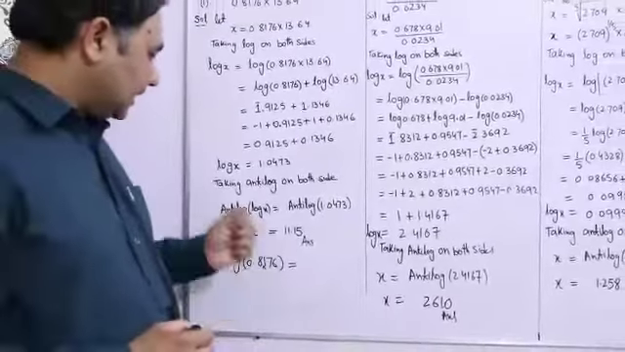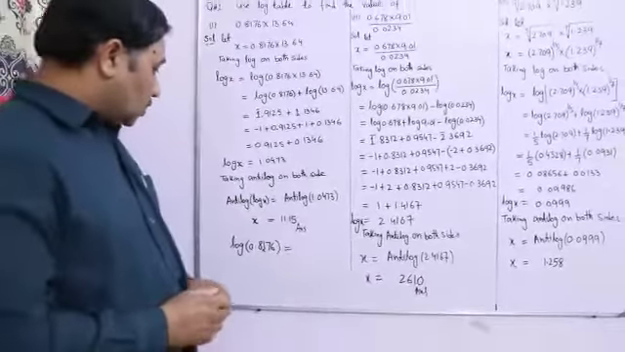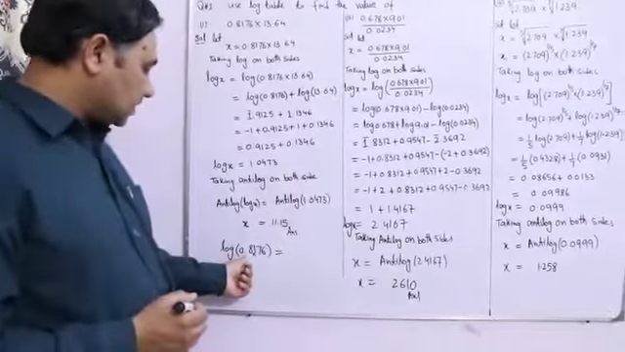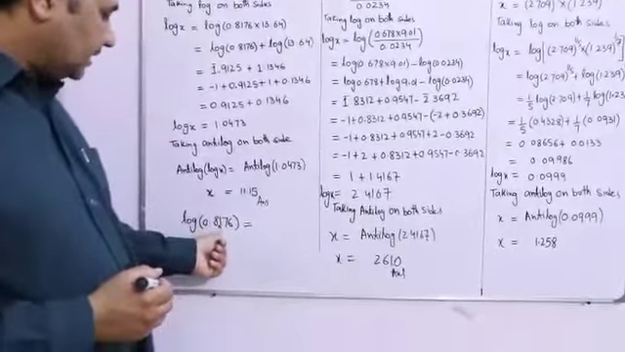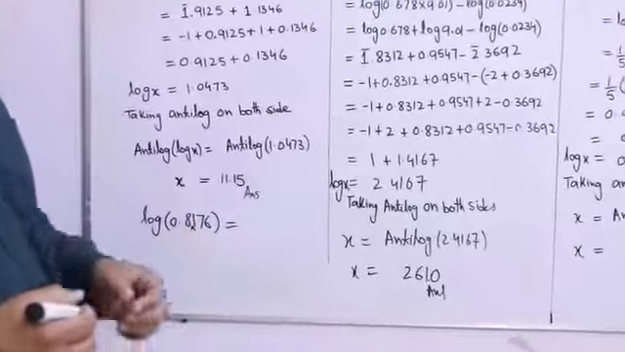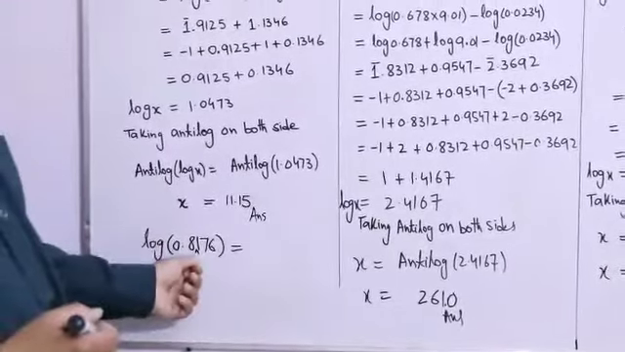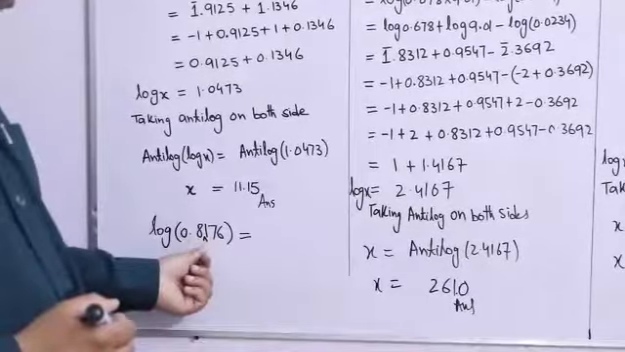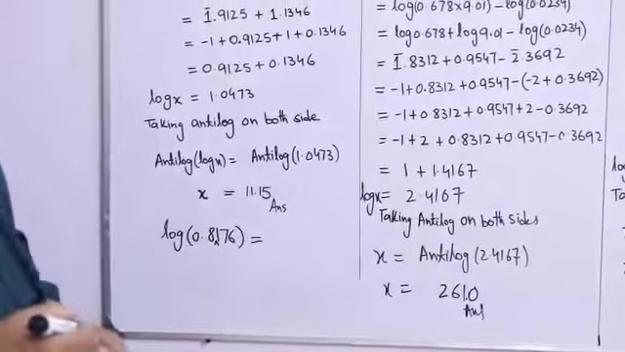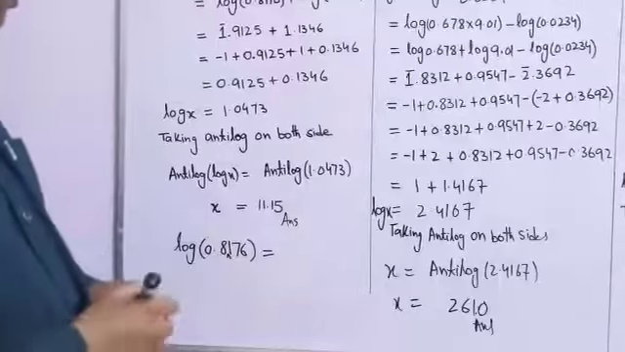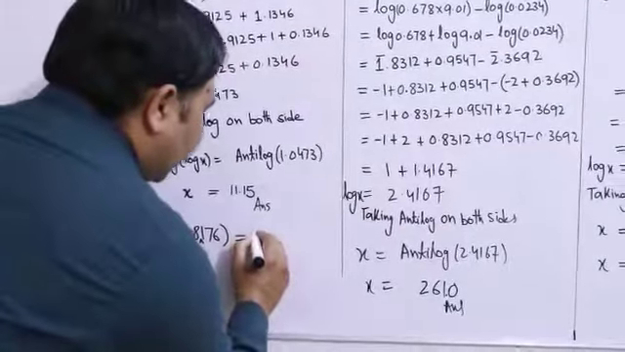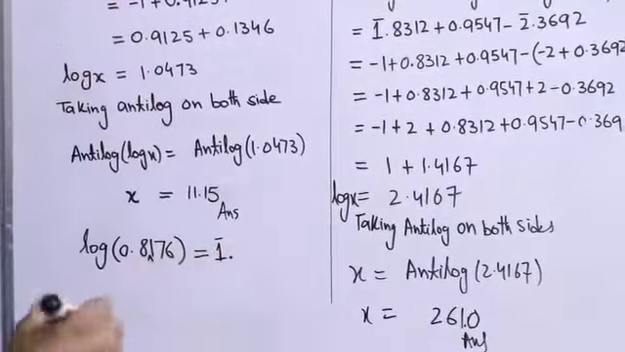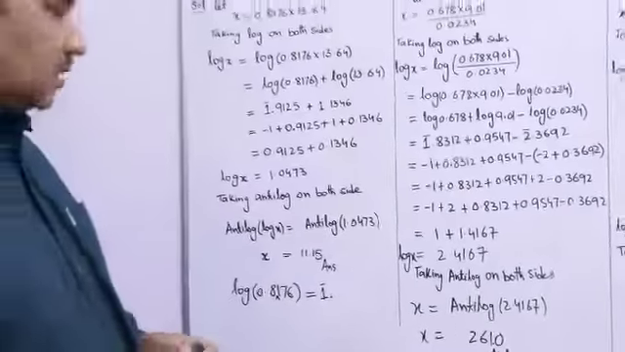Now this number is less than 1, so the characteristic is equal to the distance between the decimal point and the first non-zero digit, which is the reference position. So there is only one place between the decimal point and the reference position. So our characteristic is negative 1, and we write minus 1 as 1 bar.